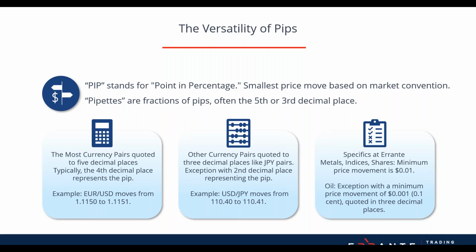Let's not forget other asset classes. In commodities, indices, and shares, the concept of a PIP may differ. For example, in gold trading, a PIP could be a $0.01 change in price, or 1 cent, while for indices like the S&P 500, a PIP could be a 1 point change. And also, it may differ among the different brokerage companies. But the point is, why is understanding PIPs so crucial?